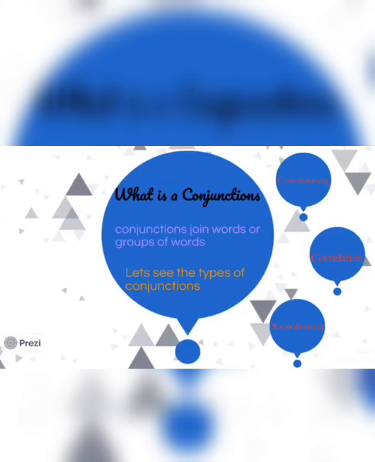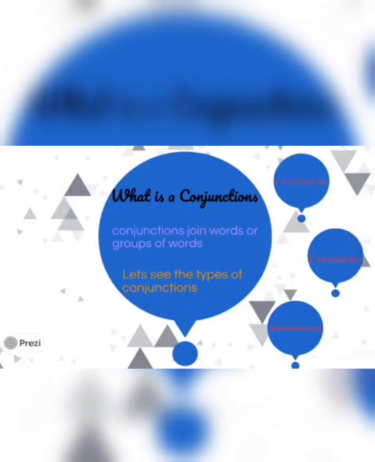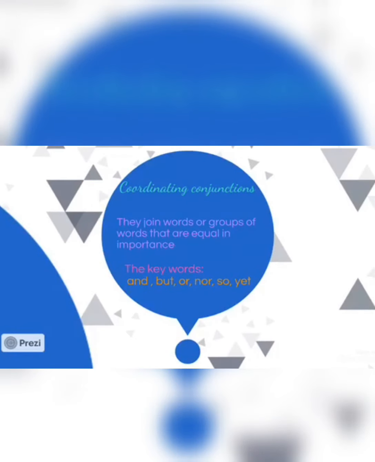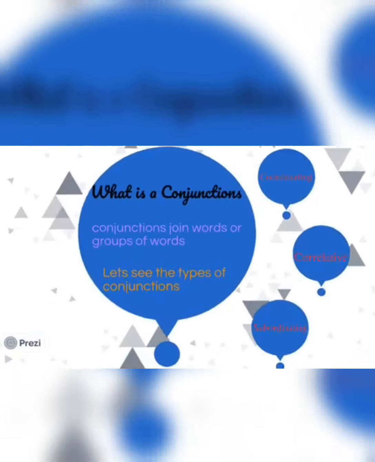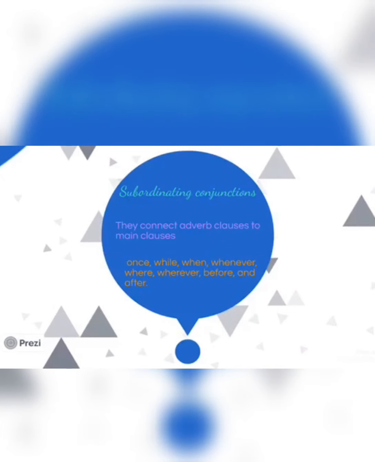What's a conjunction? Conjunctions join words or groups of words. Let's see the types of conjunctions. Coordinating conjunctions. They join words or groups of words that are equal in importance. The keywords: and, but, or, nor, so, yet. Correlative conjunctions. They are always used in pairs. Both, and; either, or; neither, nor; not only, but also; whether, or. Subordinating conjunctions. They connect adverb clauses to main clauses. Once, while, when, whenever, where, before, and after.